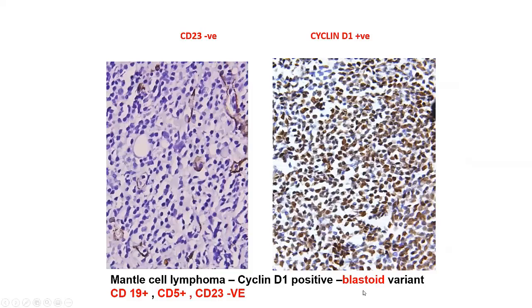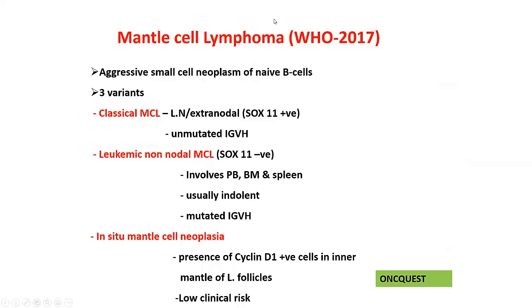Cyclin D1 positive. And since the cells were larger, blast-like, this is a blastoid variant, indicating CD23 negative, CD19 and CD20 positive, and CD5 positive. Now, WHO 2017 has, this is an aggressive neoplasm of B cells. And now we know there are three variants: classical, leukemic non-nodal, and in situ mantle cell lymphoma. There is another marker which has come up, which WHO advocates, is SOX11. If it is positive, it is more in favor of classical. If it is negative, it is more in cases of leukemic non-nodal mantle cell lymphoma, and that is usually indolent. But overall, mantle cell lymphoma has got a worse prognosis.